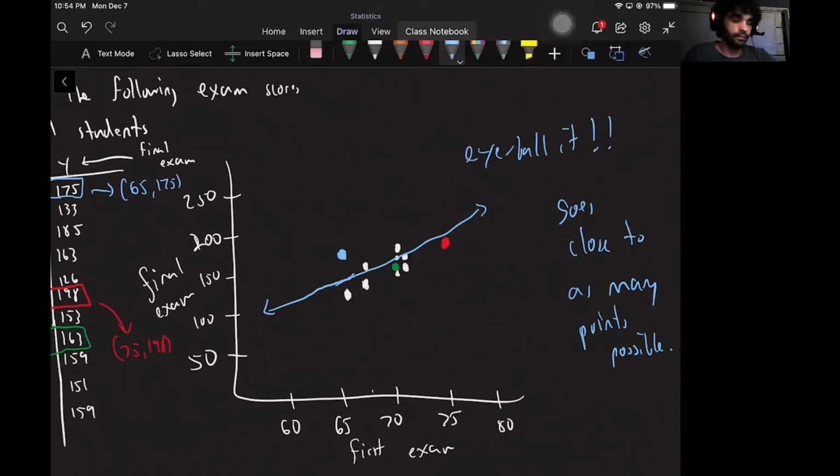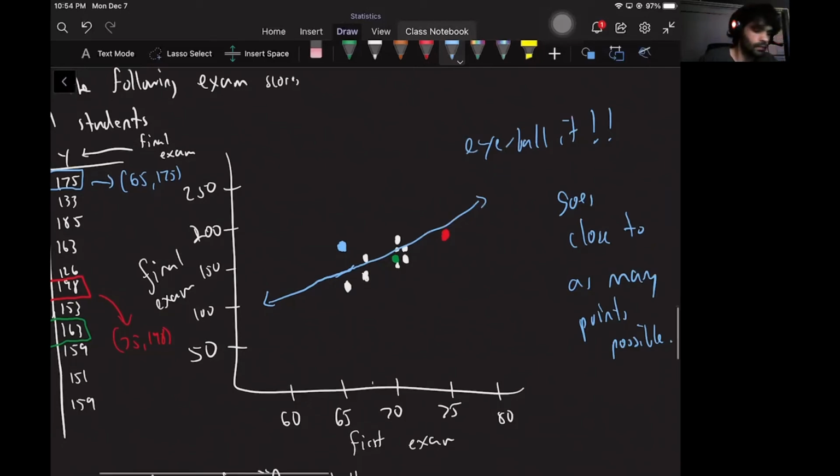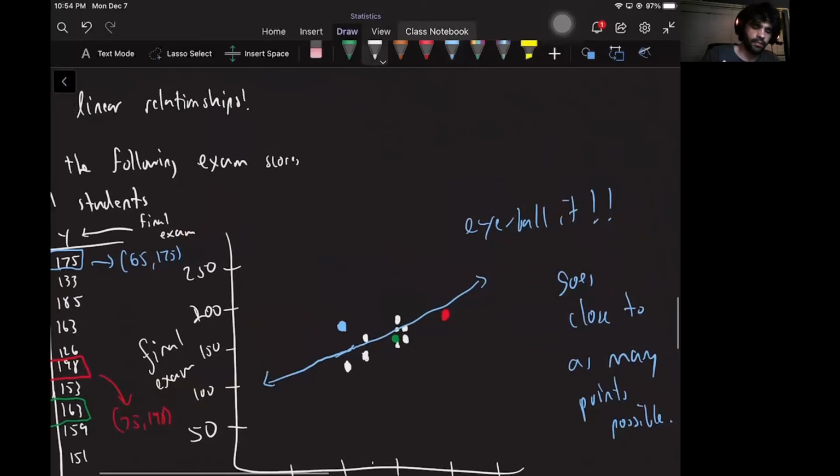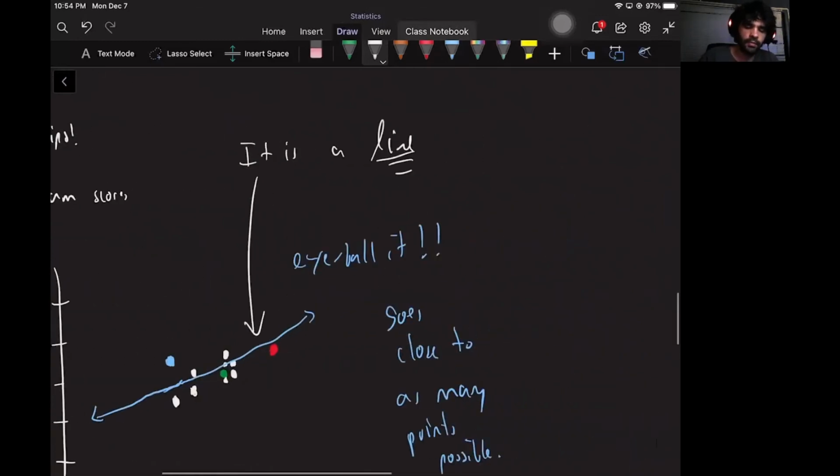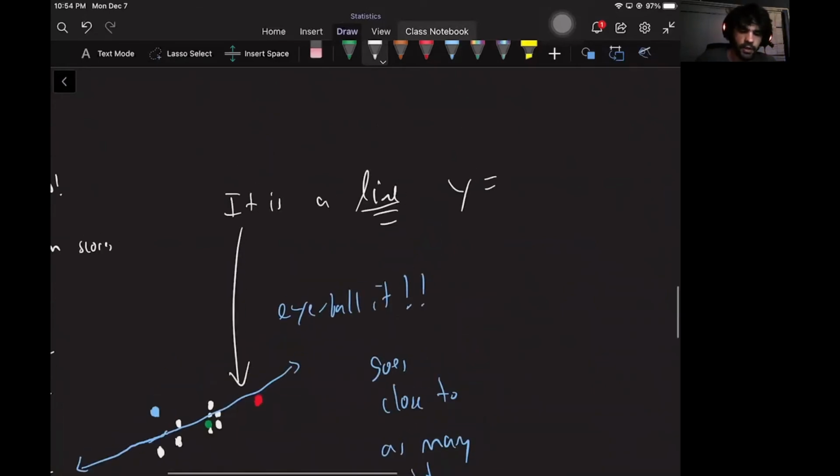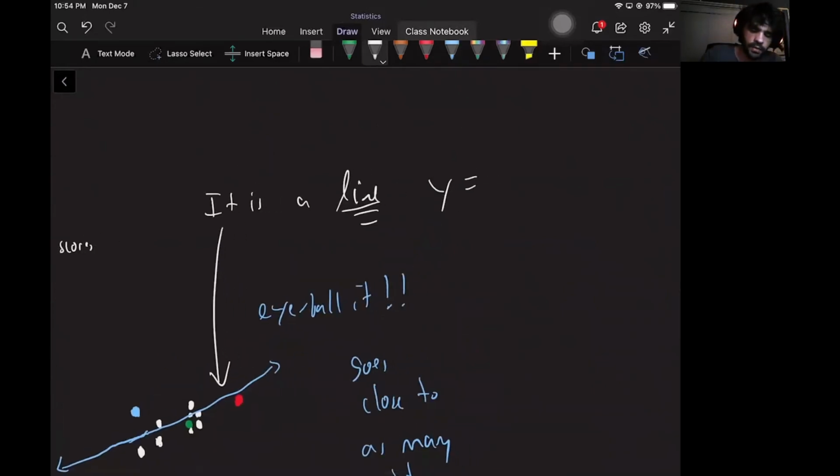Okay, so it is a line in the end though. So what does that mean? So this is actually a line. Remember stuff about lines that you learned a long time ago? That means it has a line equation, so you can write it as y equals mx plus b.